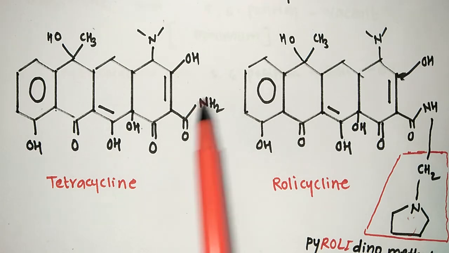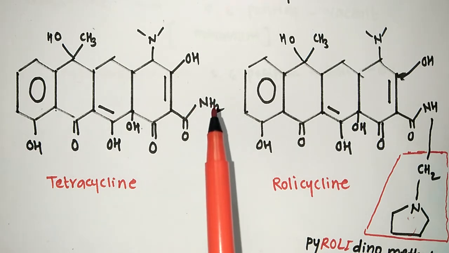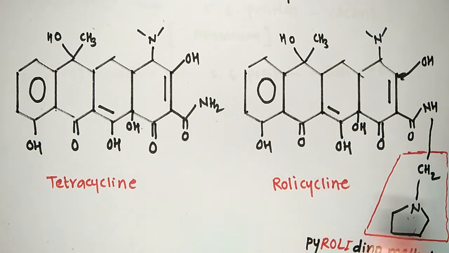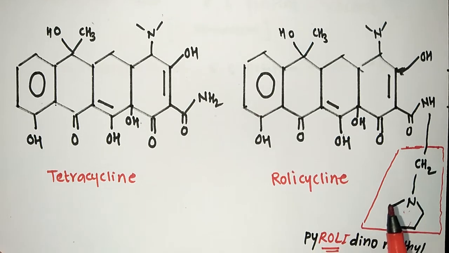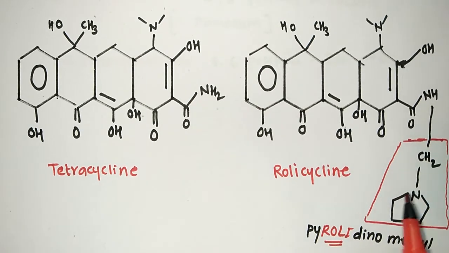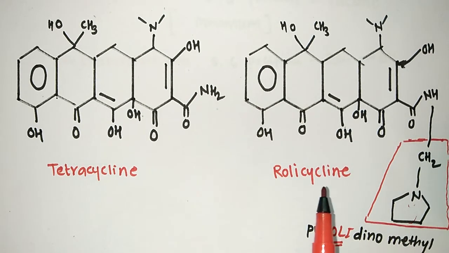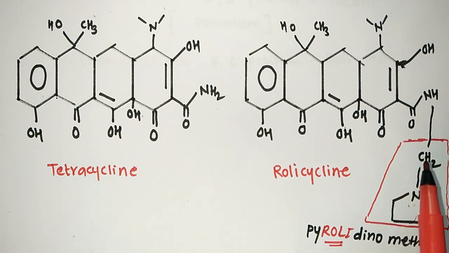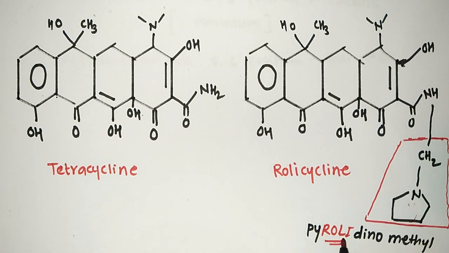But when we replace one hydrogen from this NH2 group with the help of a pyrrolidino methyl group, it will be converted into Rolitetracycline. So see, this group name indicates the pyrrolidinomethyl. This is the pyrrolidine ring and this is the methyl group. So we are adding the pyrrolidinomethyl group.